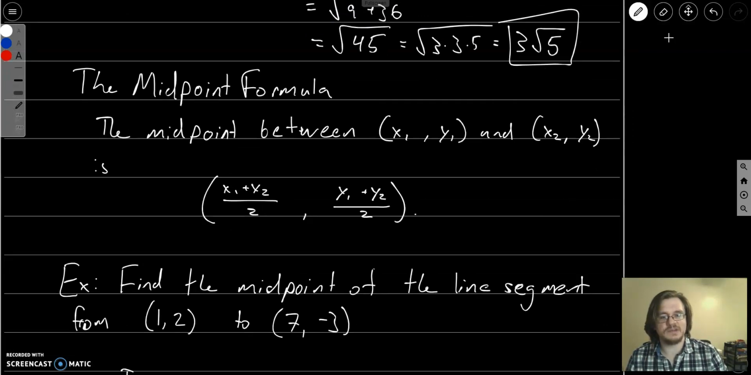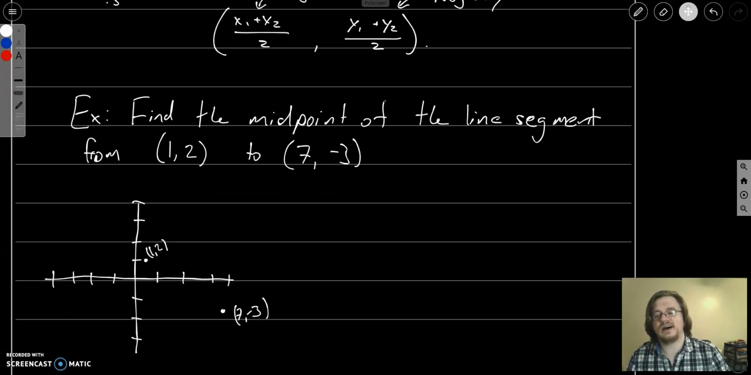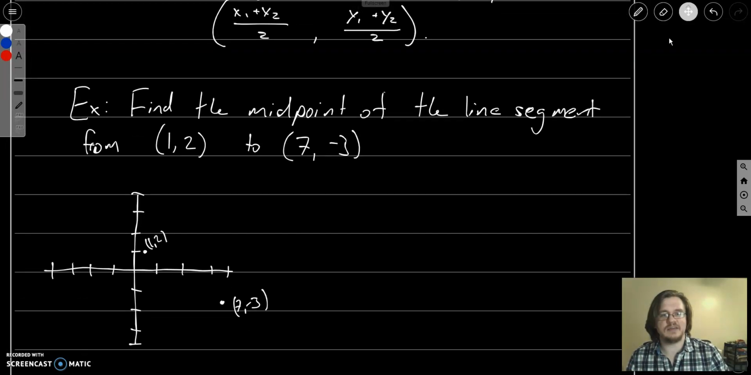The midpoint between 2 points, the way to read this is the average of the x values, and this is going to be the average of the y values. So to find the average of two numbers, you add them together and divide by 2. So x1 plus x2 divided by 2, and y1 plus y2 divided by 2. So again, let's just go through a quick example.